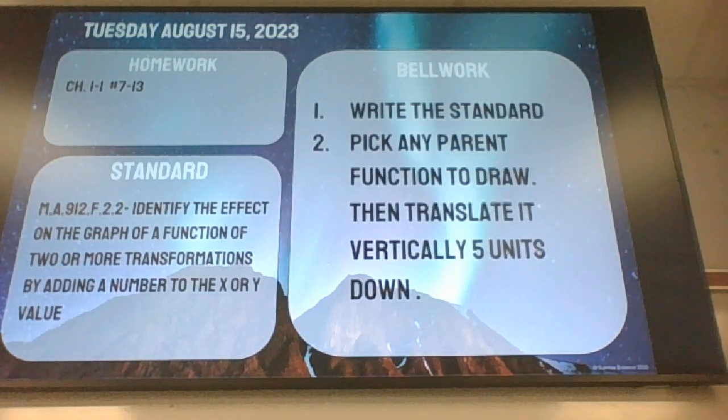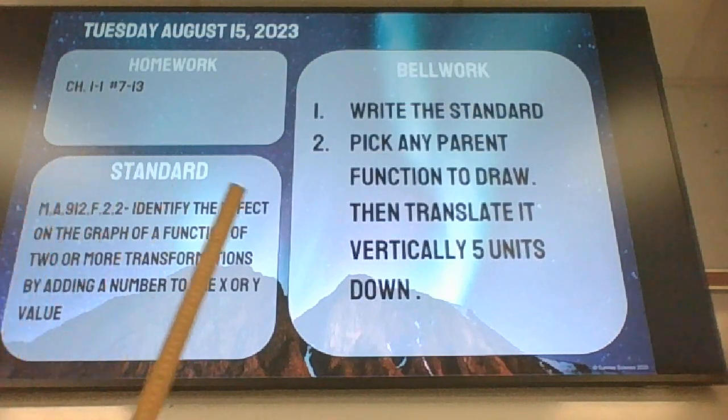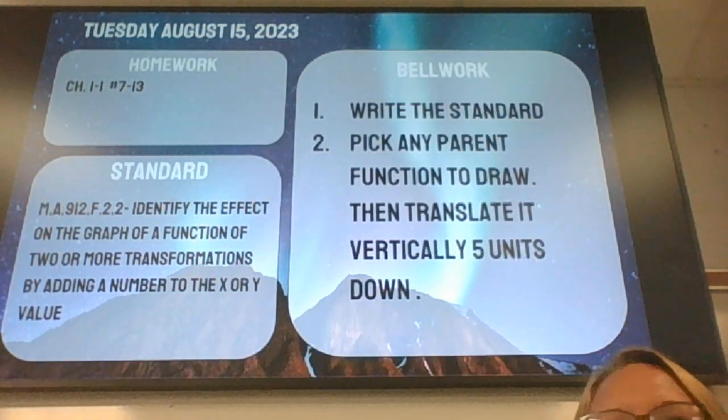All right, so did everybody write the assignment? Homework should have been written: same page as yesterday, but it's 7 through 13.